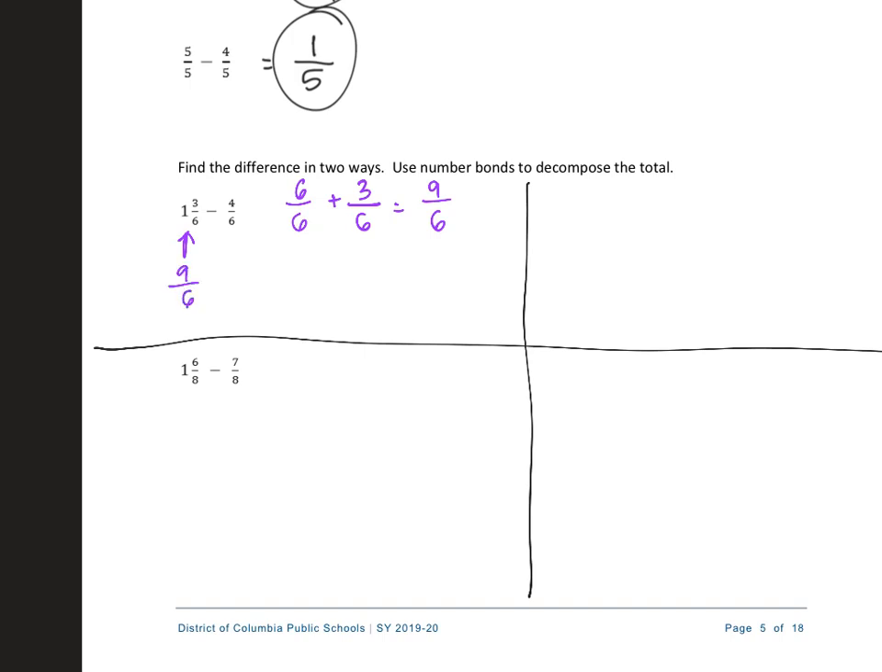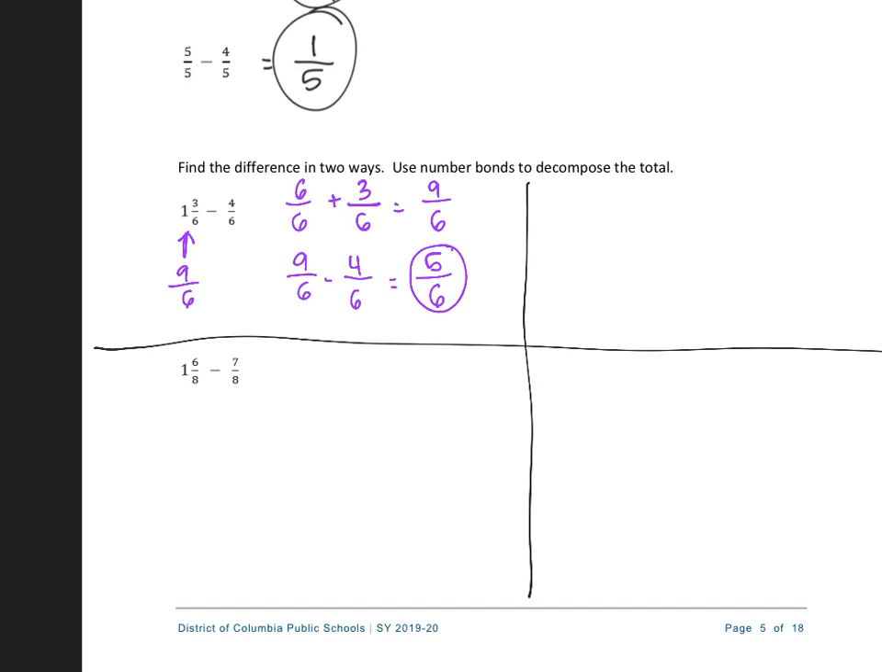So now I'm going to subtract 9/6 minus 4/6. 9 minus 4 is 5. My denominator stays the same, which is 6. So my answer is going to be 5/6. So that's one way you could have solved this problem.